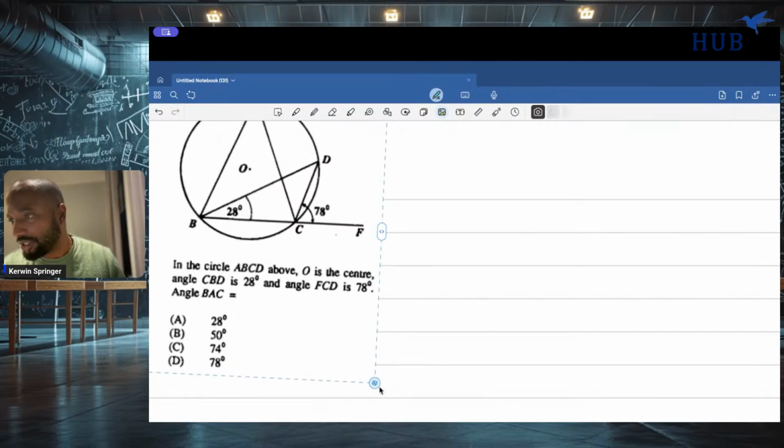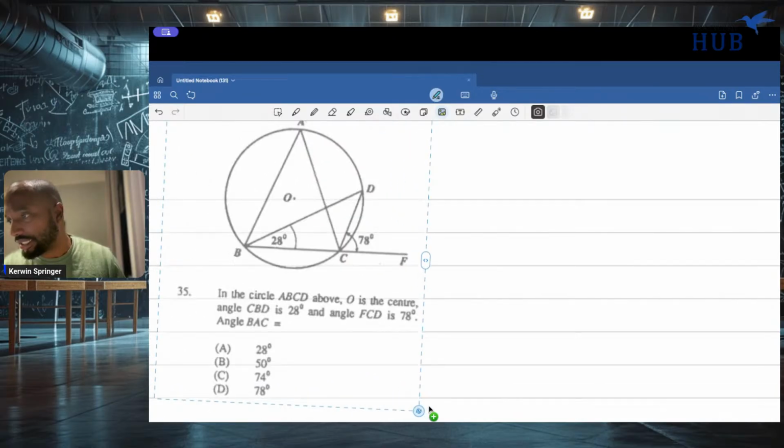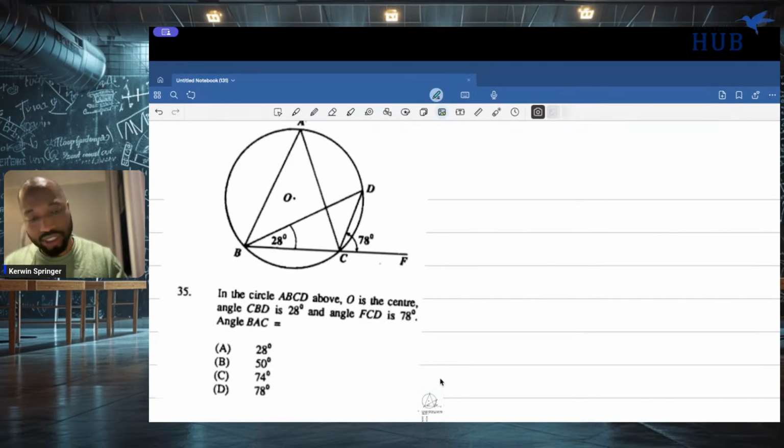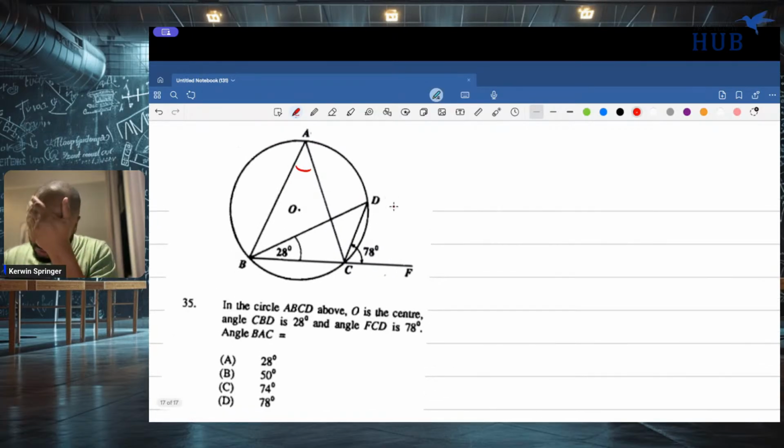In the circle ABCD above, O is the center. What does O have to do with anything? O is the center of the circle, angle CBD is 28, angle FCD is 78, angle BAC up here. All right, so let's see if we could wash that question off our mind and go on to another question. I don't know why they tell me O.